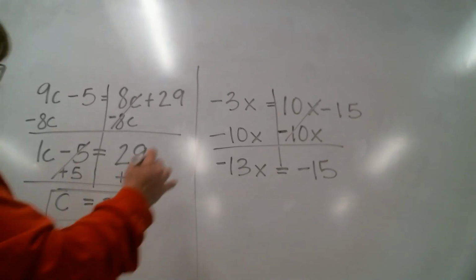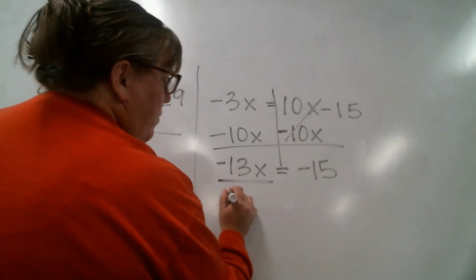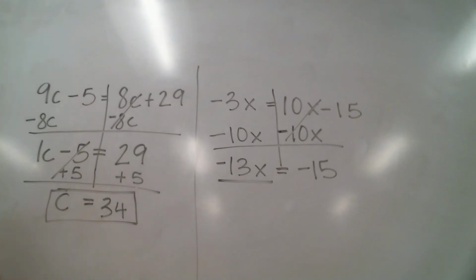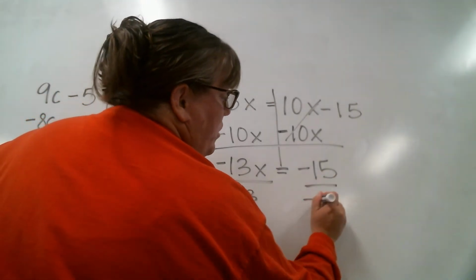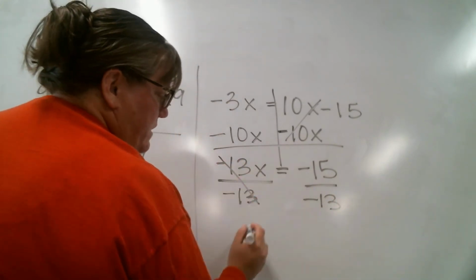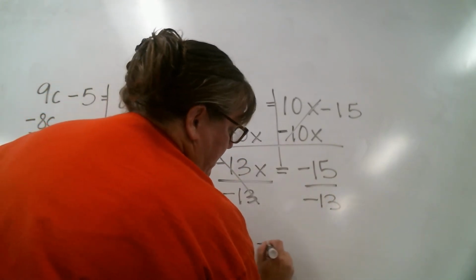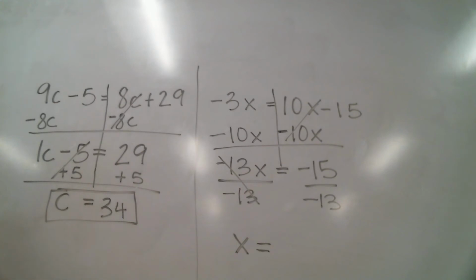I didn't write this the way I wanted to, but that's okay. So if we've got -13x, we're going to have to divide by -13. I'm going to show you this. If you have something that works out like this, it's okay. So x equals negative 15 over 13.